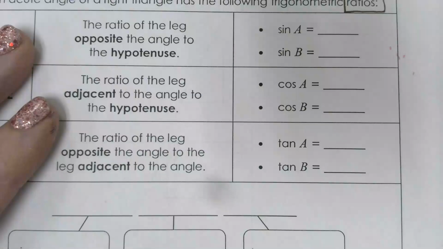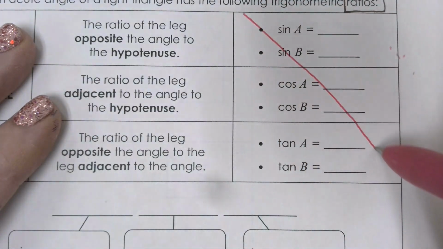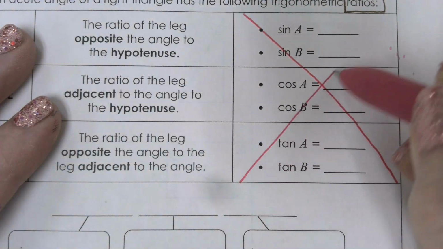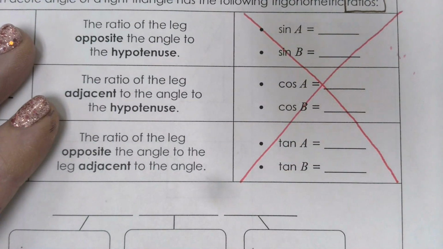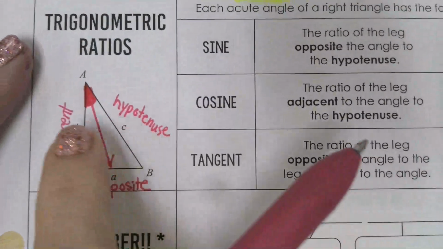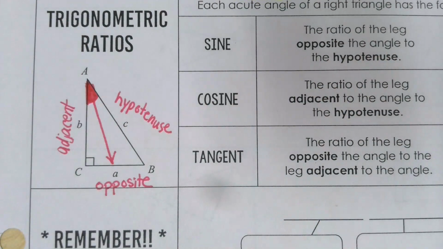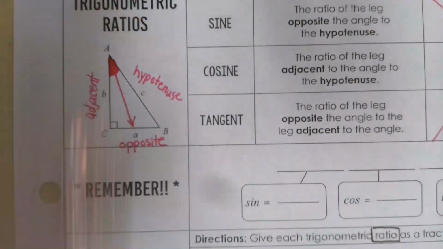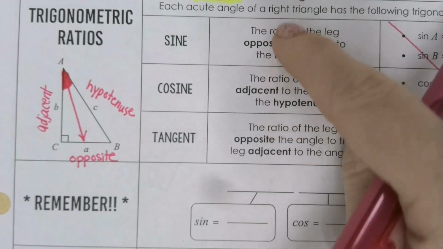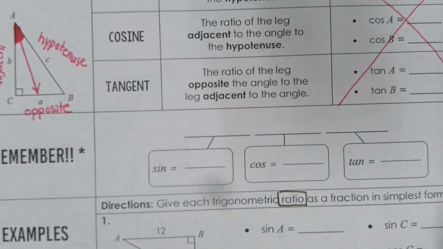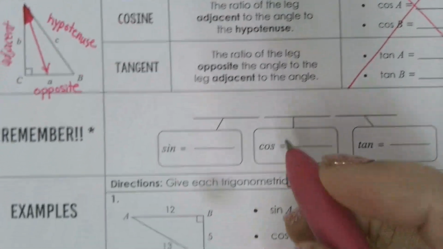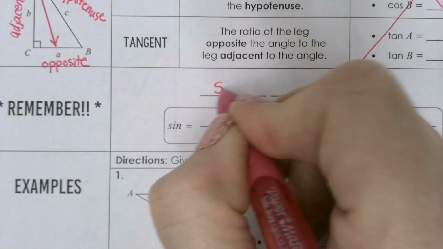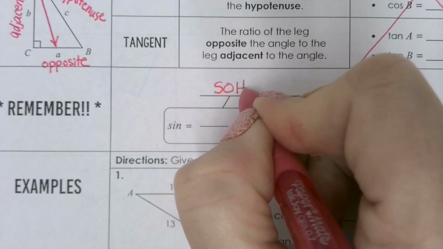Typically I don't fill out this section right here, so put an X, because I like to go ahead and teach you how to do that with numbers rather than with the letters here, and we're just going to skip that. So how do I remember these three rules that we have? Well, we use what's called SOHCAHTOA. Write this down.